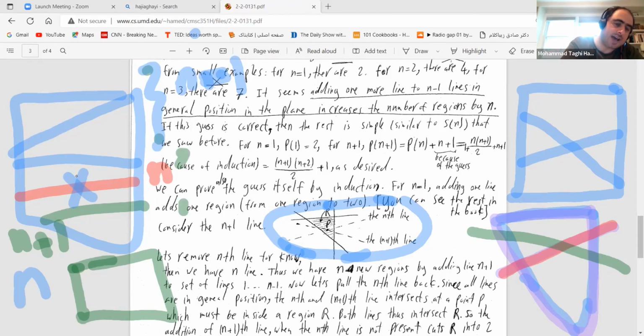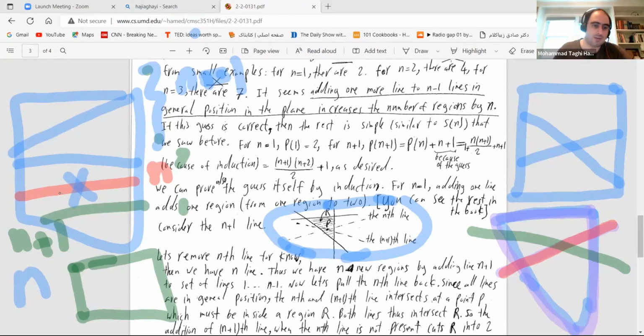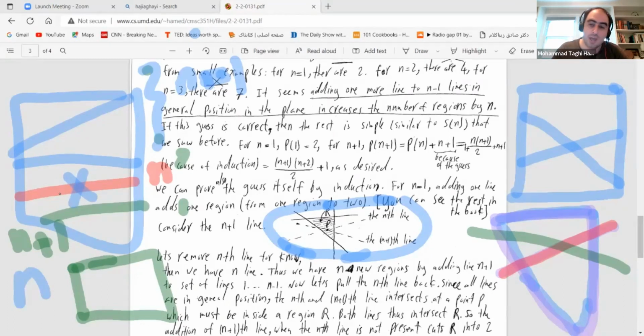So the n lines add one region, and the n+1 adds one more region. So in those cases, this n+1 line that has been added just added one more region, so we are fine. When we are returning the nth line back, on those regions, the nth line has its own region added, and n+1 has its own added. The only region that might be problematic is the case where the n line and the n+1 line intersect each other. Good.